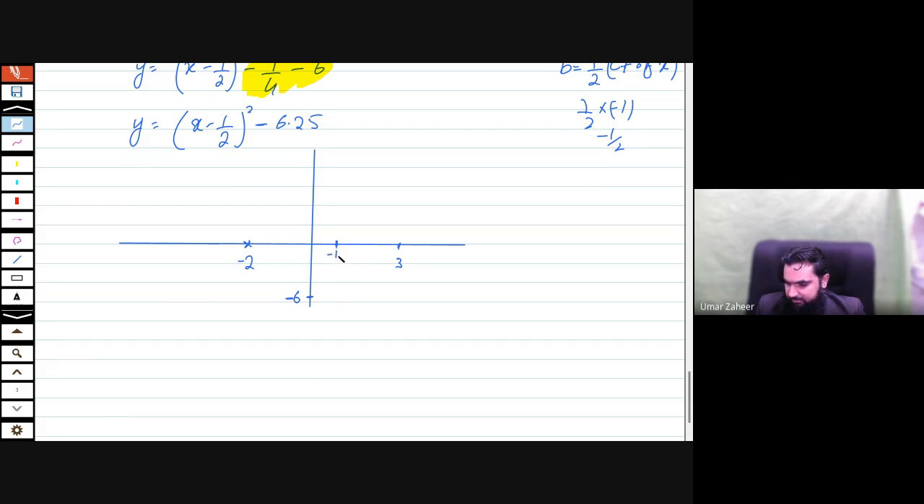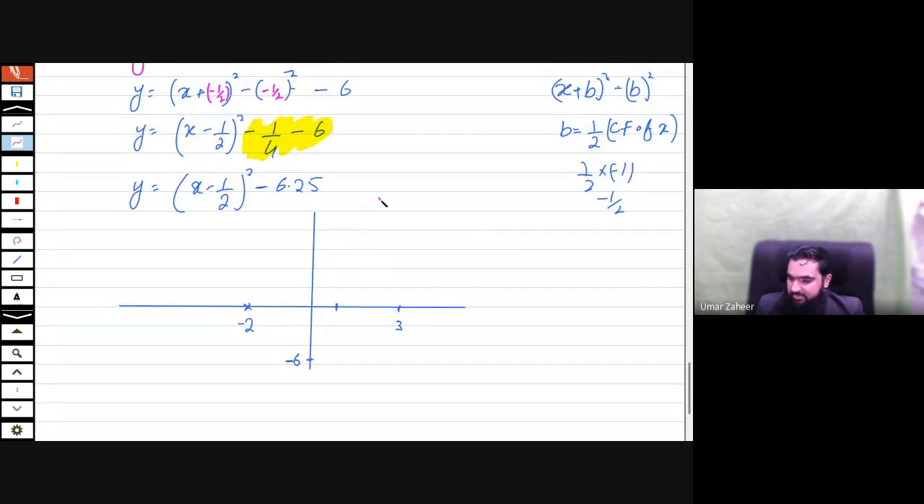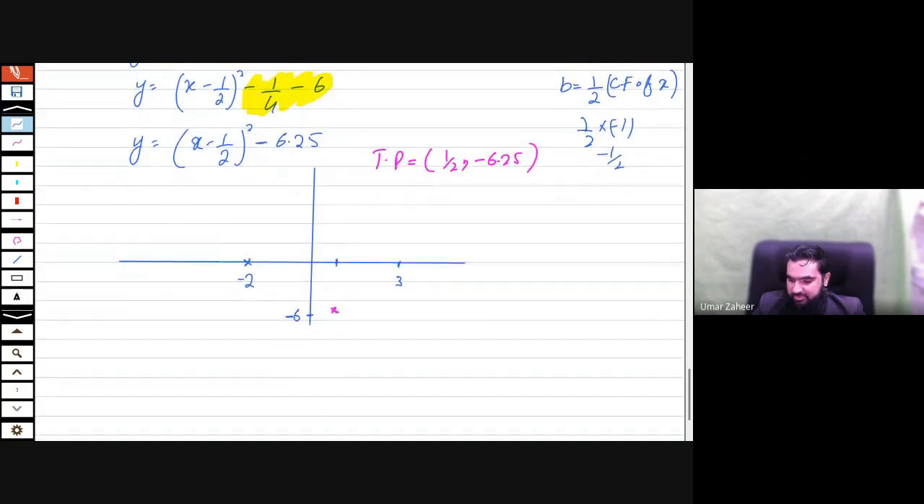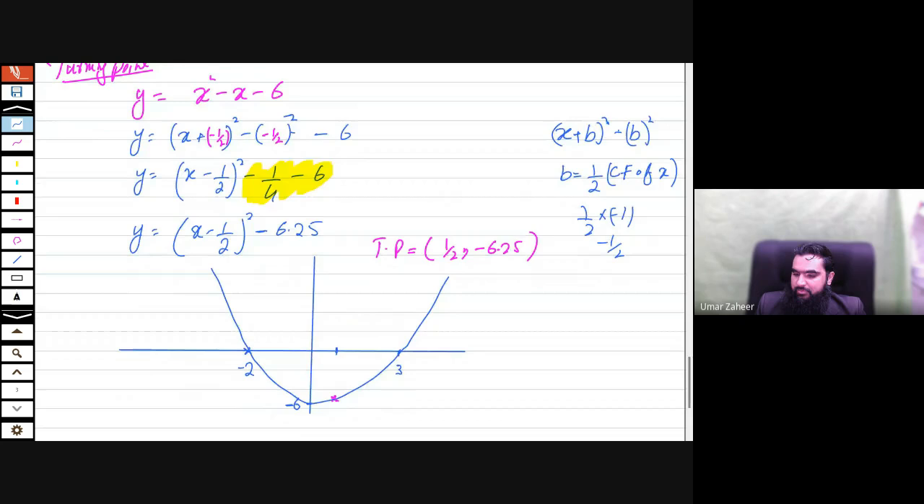The turning point is 1/2 comma -6.25. So the turning point is going to be around here. Since x square is positive, it means you have an upward U shape like this. So we get the graph of y is equal to x square minus x minus 6. Yes, everyone, is it clear how to draw the quadratic graph?